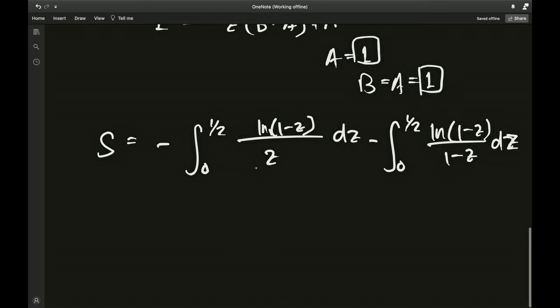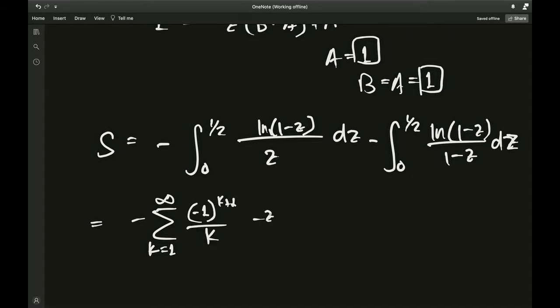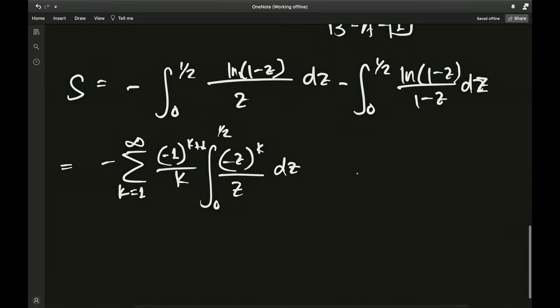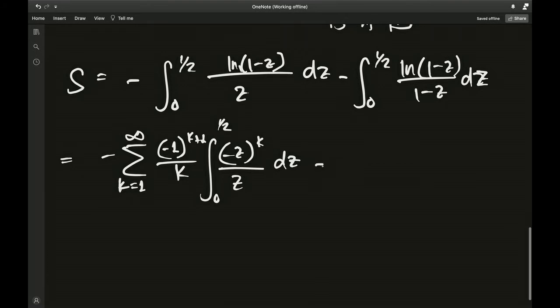Now what you do is, notice the natural log has a great form. You can use the Taylor series now. So negative sum from k equals 1 to infinity of (-1)^(k+1) over k, negative z to the k, over z, integrated from 0 to half dz, fair enough.